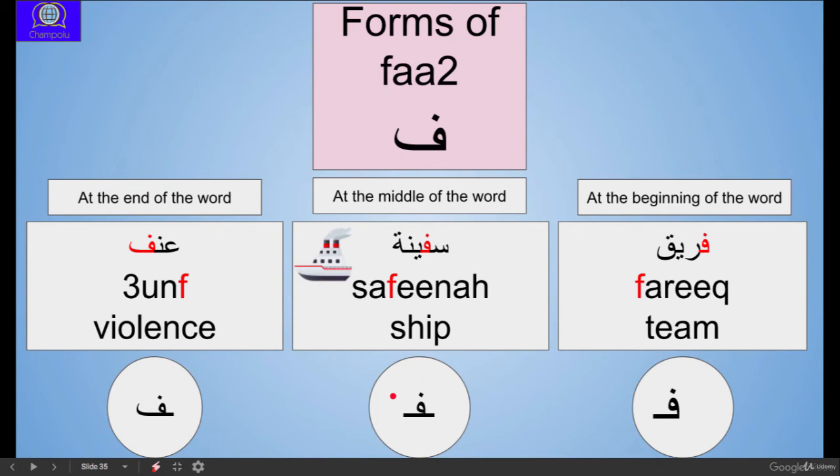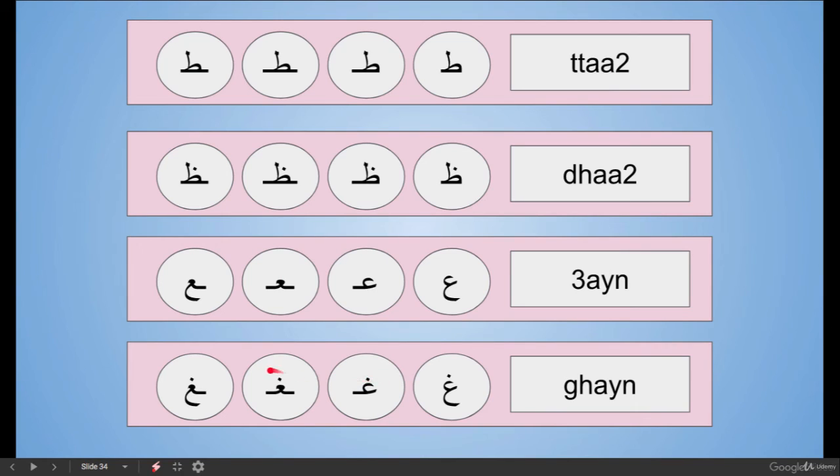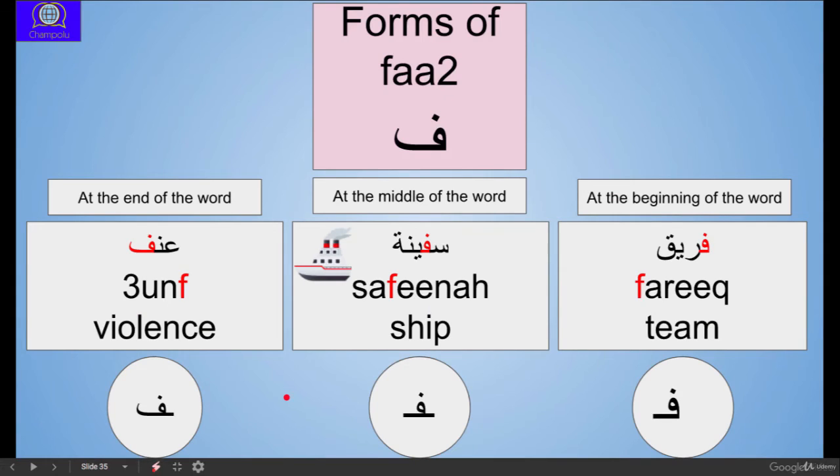Notice that the medial form might be a little similar to the one that we've seen for the letter ghayn, but you can see the difference because fa has a clear circle, whether it's in the initial, the medial, or the final form. And it also has a dot. So these are the different forms of the letter fa. Notice that the medial form might be similar to the medial form of the letter ghayn, except that this medial form for the letter fa has a clear circle, which is the same case for all other forms.